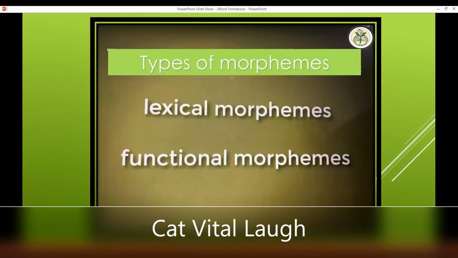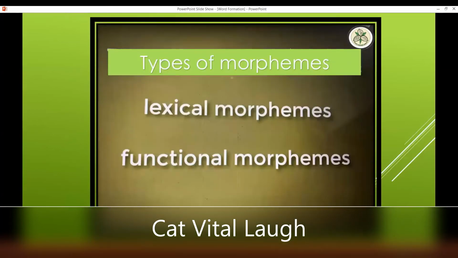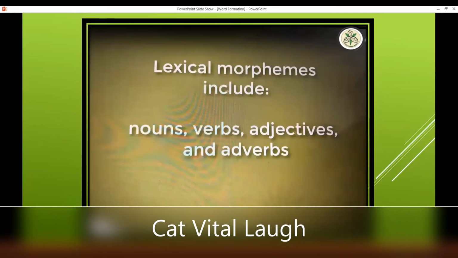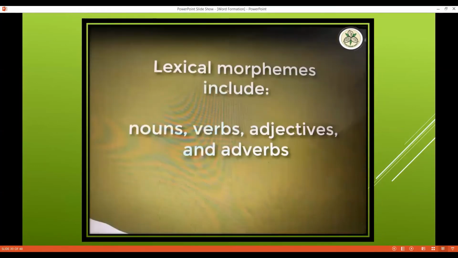So words like cat, vital, and laugh are all one morpheme. And of course, they are all individual words. They can stand alone as individual words in English.